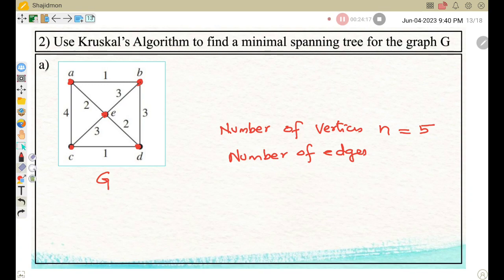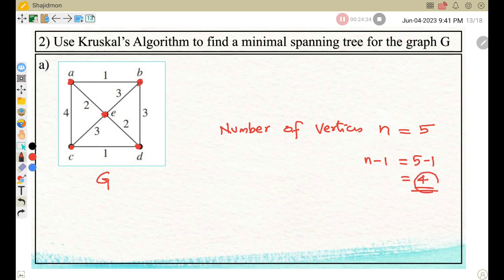Number of edges is not needed here. Number of vertices equals 5, correct? So n minus 1, just check what is n minus 1. n minus 1 means 5 minus 1, that is equal to 4, correct? So this is the stopping condition. How many edges we need to add here? 4 edges, correct? Stopping condition: once you have added 4 edges in the minimal spanning tree, you can stop the algorithm. You can calculate the weight of the minimal spanning tree by using Kruskal's algorithm.